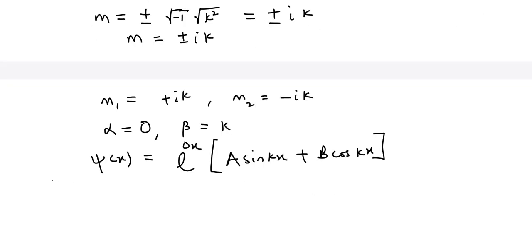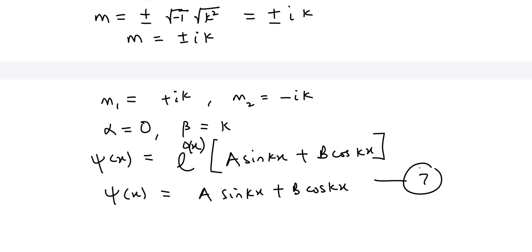Of course, exponential 0 is what? Is 1. 0 multiplied by x is 0, so exponential 0 is 1. So that we have ψ of x equals a sine kx plus b cos kx. So let me call this equation 7.